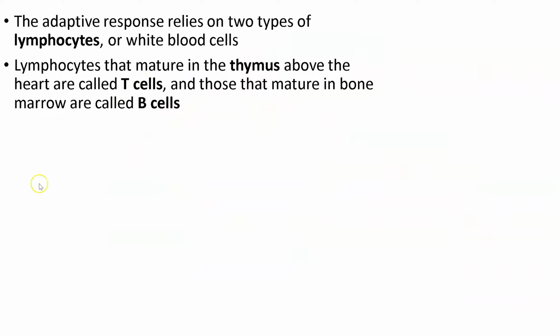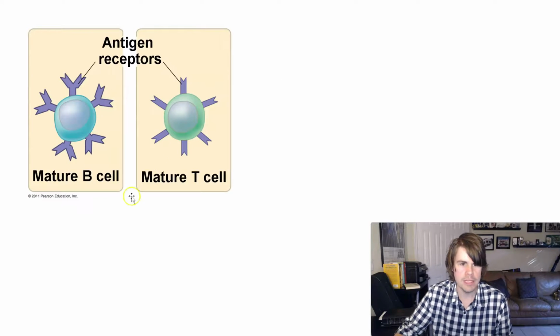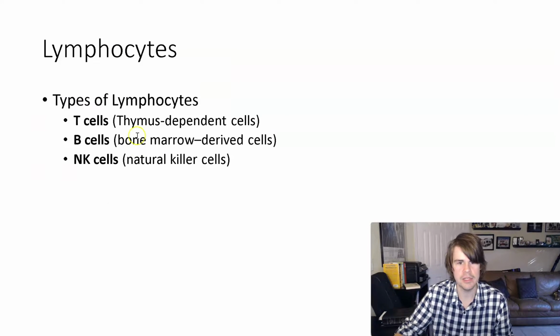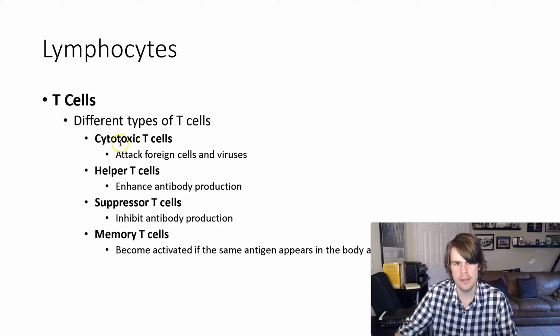And then finally, the adaptive response relies on two types of lymphocytes. So let's just review these lymphocytes one more time together. Lymphocytes that mature in the thymus are T cells, and those that mature in the bone marrow are B cells. They have antigen receptors on them, mature B cells, mature T cells. T cells come in different types: cytotoxic, helper, suppressor, and memory. Cytotoxic attacks cells, helper enhances antibody production, suppressor inhibits antibody production, and memory T cells become activated when the same antigen appears in the body again.